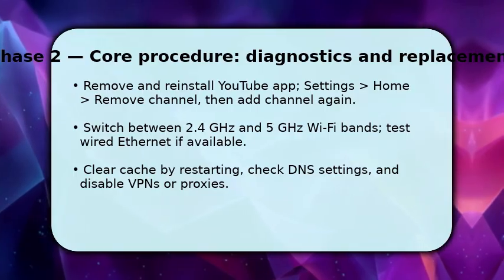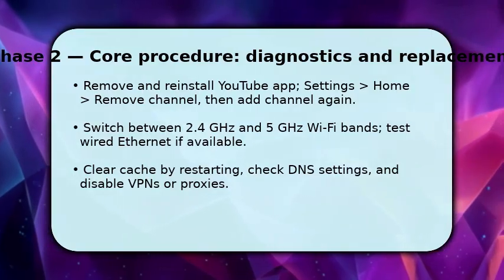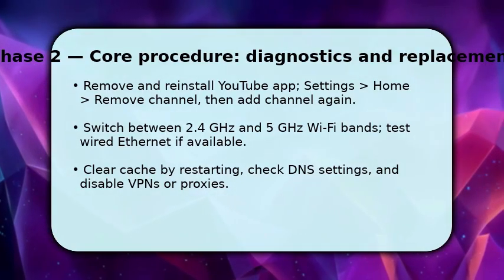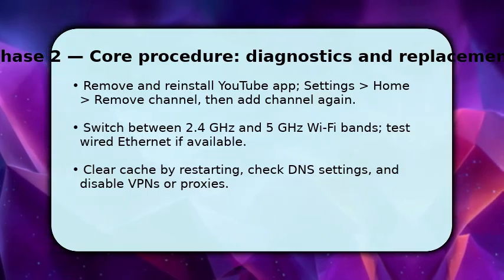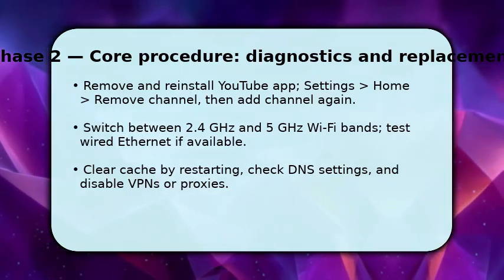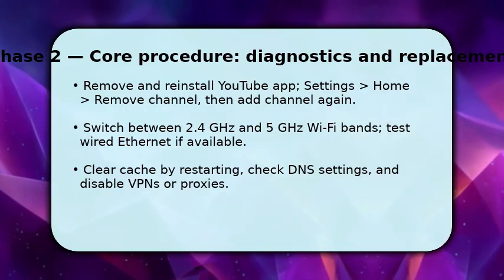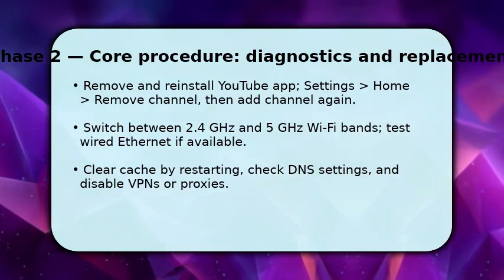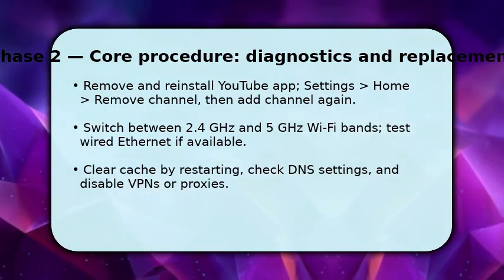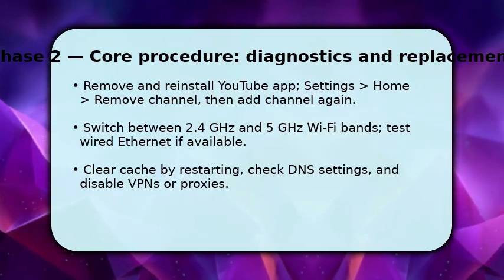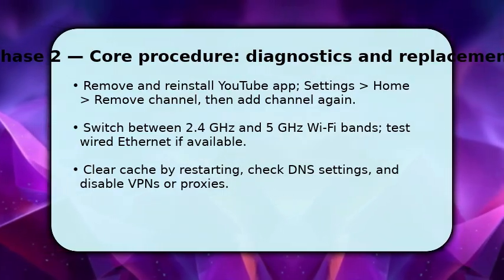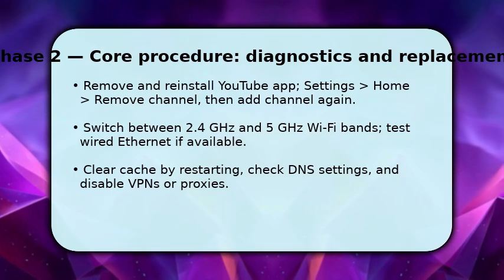Once reinstalled, make sure Roku uses the optimal network band. Try 2.4 GHz if 5 is flaky. If possible, test on Ethernet for stability. Also, check DNS and disable VPNs or proxies because they often block authentication. Finally, restart the app and sign in again. If playback fails, note behavior for diagnostics.